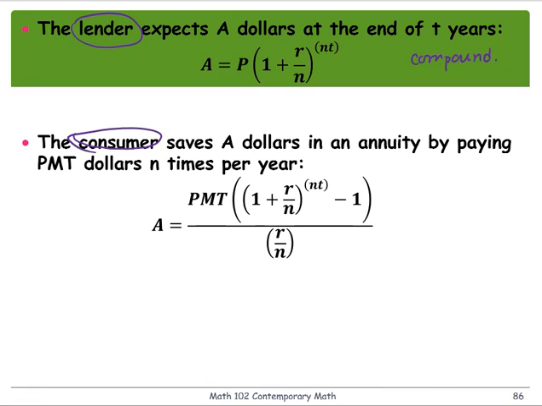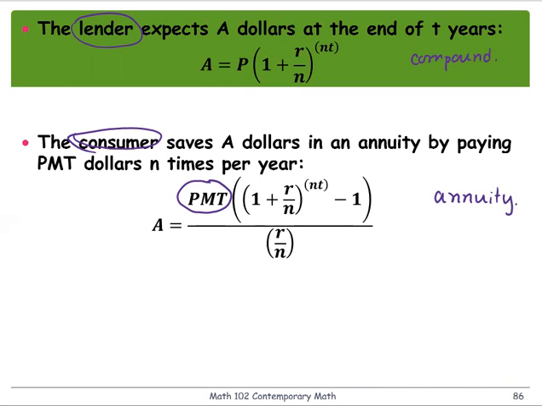The consumer side saves the $A in an annuity by paying the payment amount in dollars n times per year. PMT is the regular payment, and A is the annuity at the end. That's the total loan that they have to pay to the lender. So the payment multiplied by the quantity 1 plus R over N to the power NT minus 1, all divided by R over N. This is the formula to find the value of the annuity or the sinking fund.